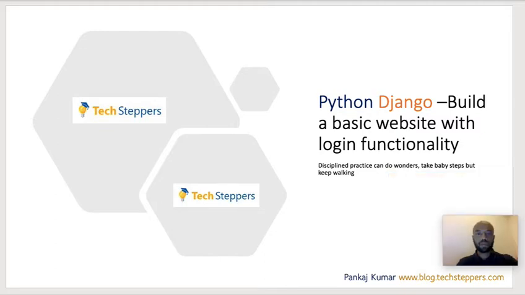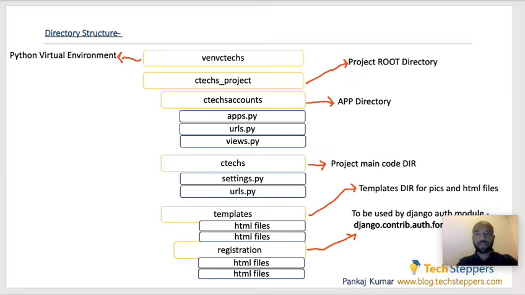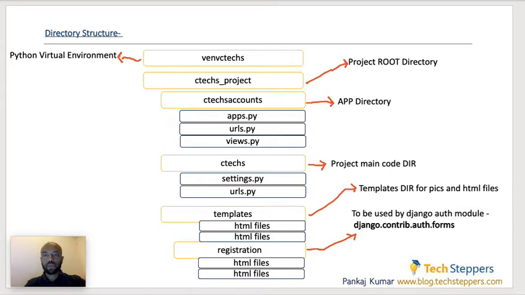Once we create a project in Django, our directory structure will be like this. I show you here. So this will be our directory structure, and now let me explain this one by one. We will create a virtual environment that you see here. Once we create a virtual environment, then within that we will be creating one project.